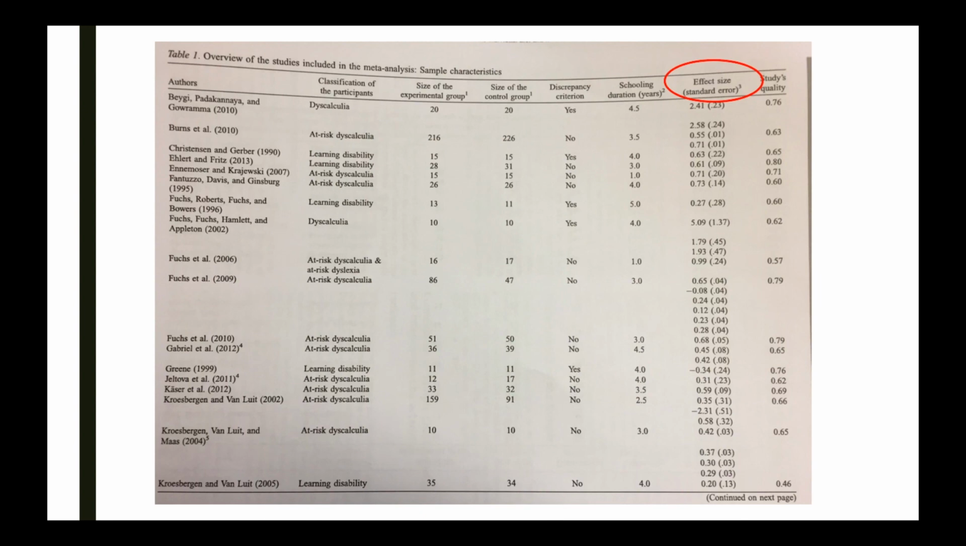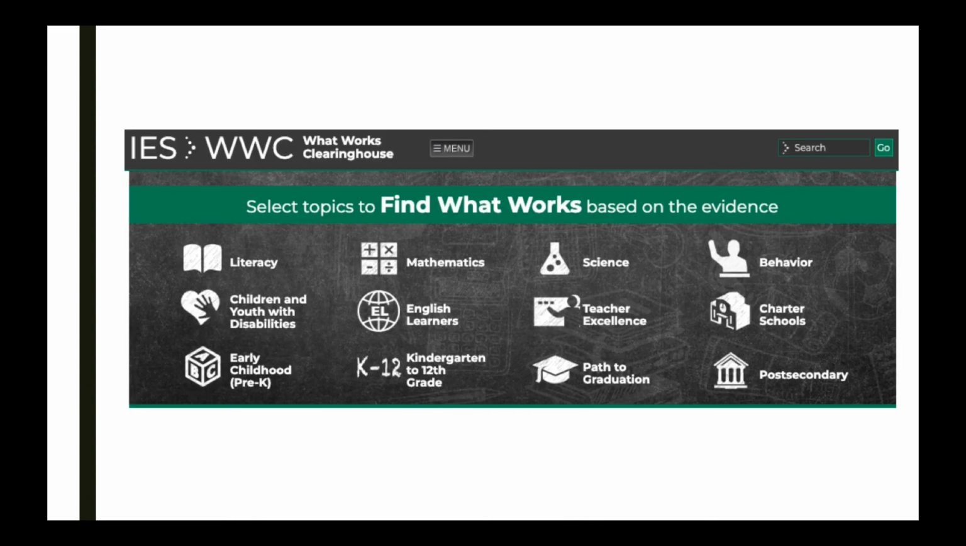Effect sizes allow us to compare which of the different math programs are the best. These comparisons can be seen, for example, in reviews or meta-analyses. The website of What Works Clearinghouse is an example where you can find information about the effectiveness of different math intervention programs compared to each other.